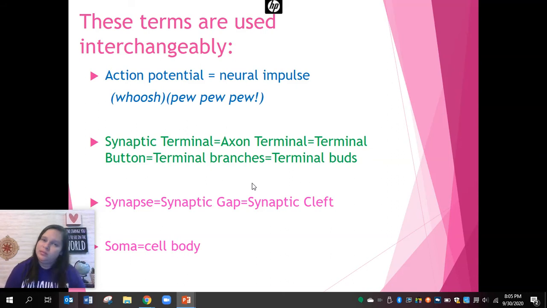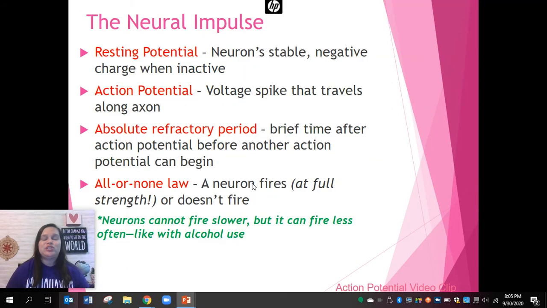So any of those, but on the AP exam, don't call it the whoosh, call it the action potential or the neural impulse. The synaptic terminal, the axon terminal, those are also called the terminal button, the terminal branches, the terminal buds. So you can see that they all have in common terminal, which means the end. The synapse is sometimes called the synaptic gap or the synaptic cleft. So both indicating that space in between the neurons. And the soma, also called the cell body. We talked about with the somatic nervous system that soma means body. So same thing, the cell body, but just enough to confuse you, so just make sure you know them all.